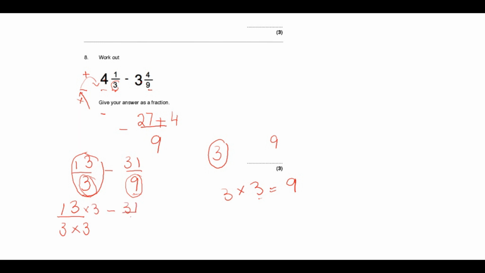So now what you're going to get, 13 times 3 is 39, and 3 times 3 is 9. So it is 31/9, and now we can take away 39 minus 31 is 8. 8/9 is your answer. So we don't need to simplify it because they have no common factor.